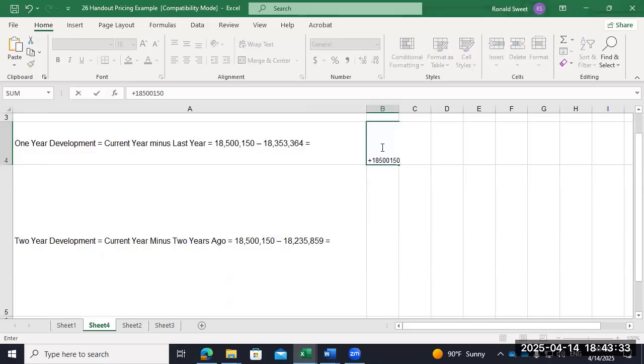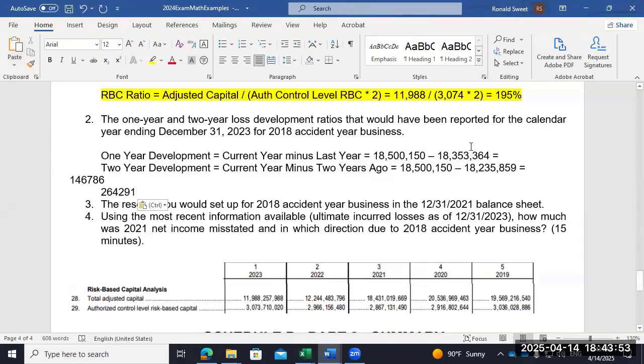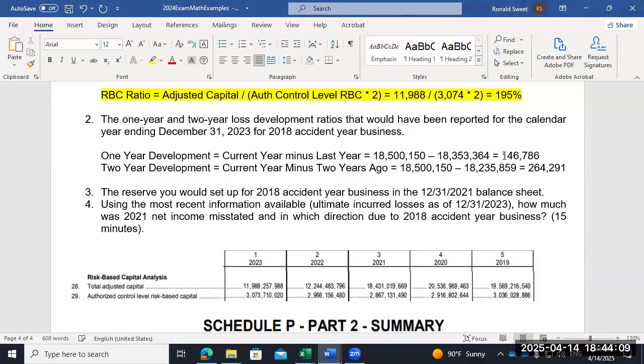18,500,150 minus 18,353,364. And 18,500,150 minus 18,235,859. I get 146,786 and 264,291. Hopefully y'all double check me here. That sound right? Now, that's pretty negative.